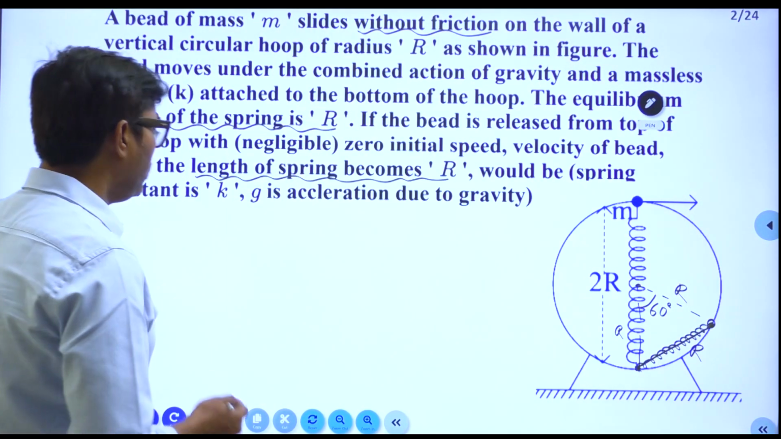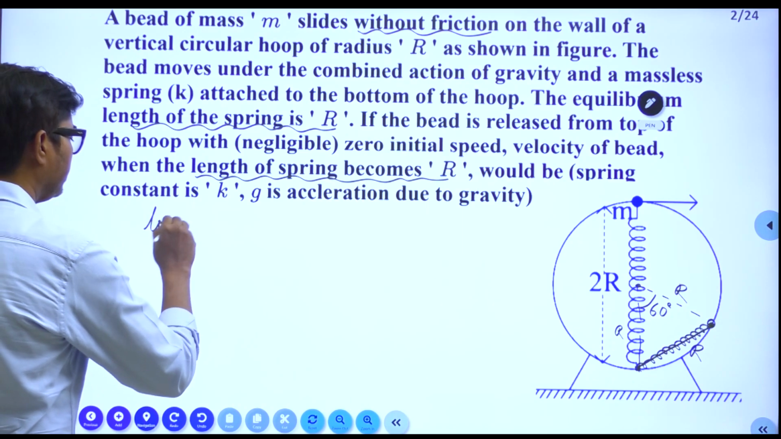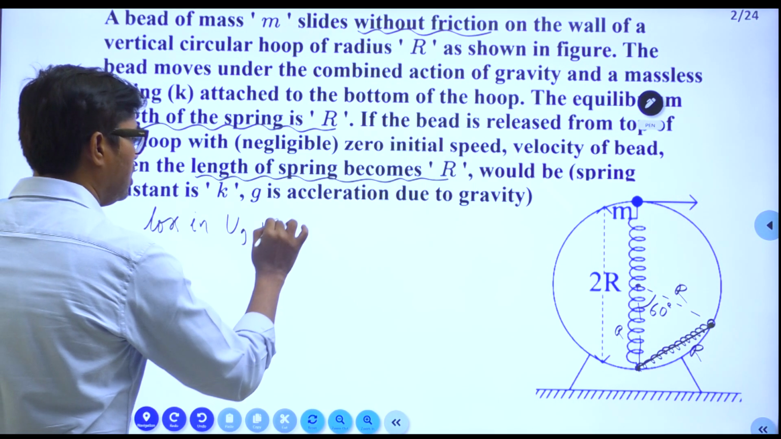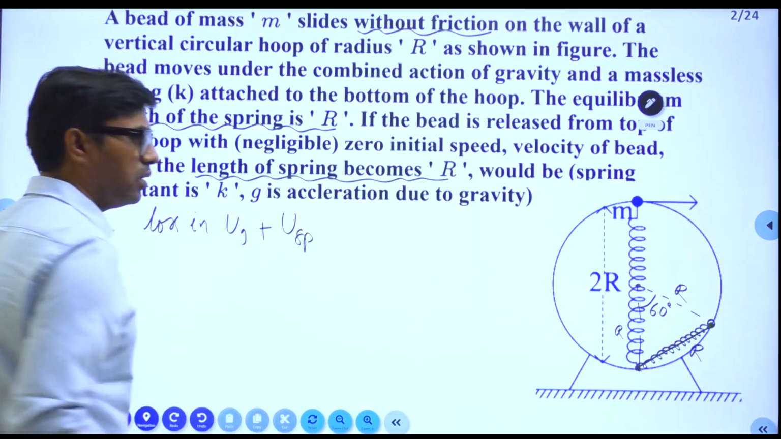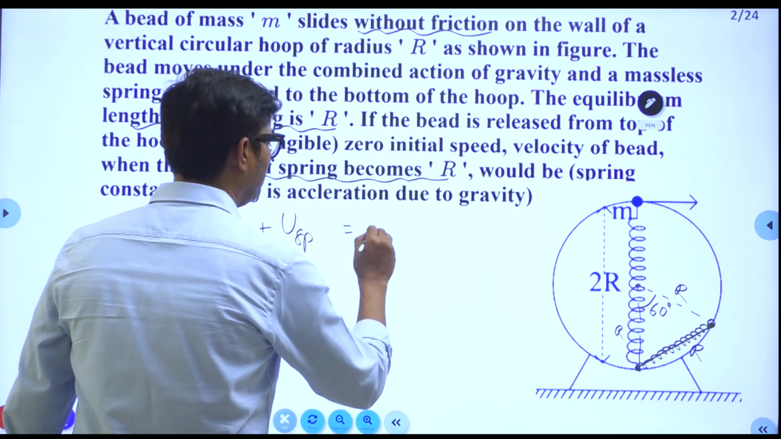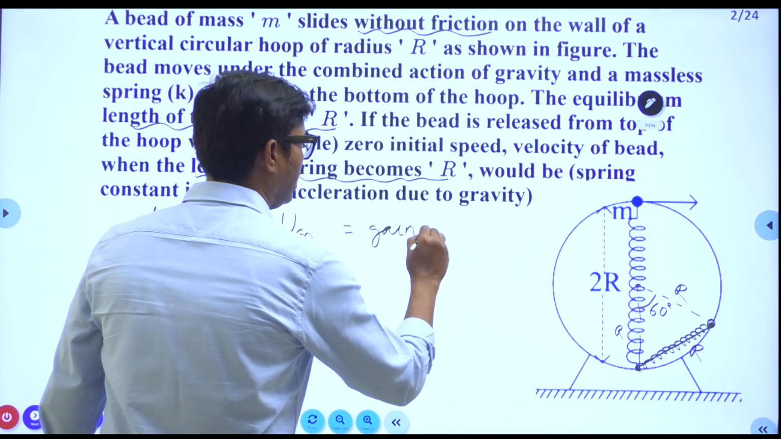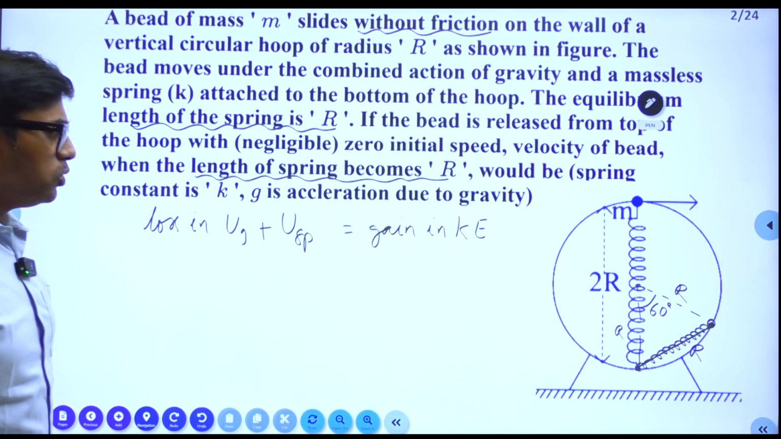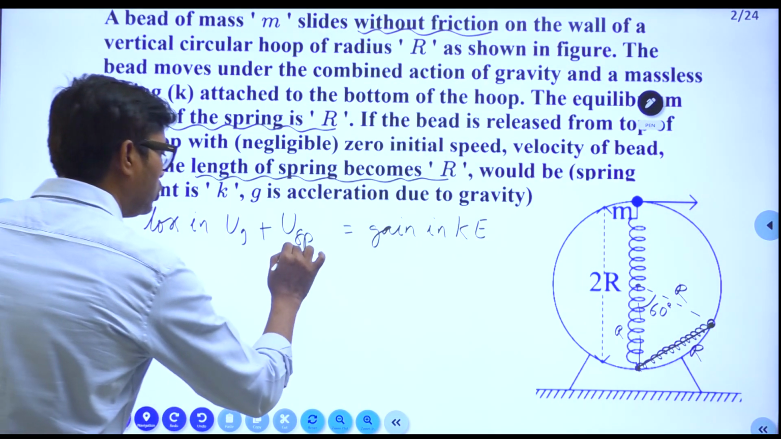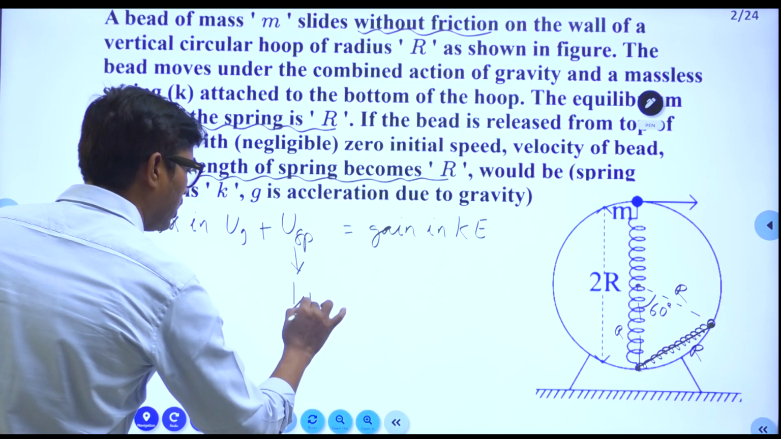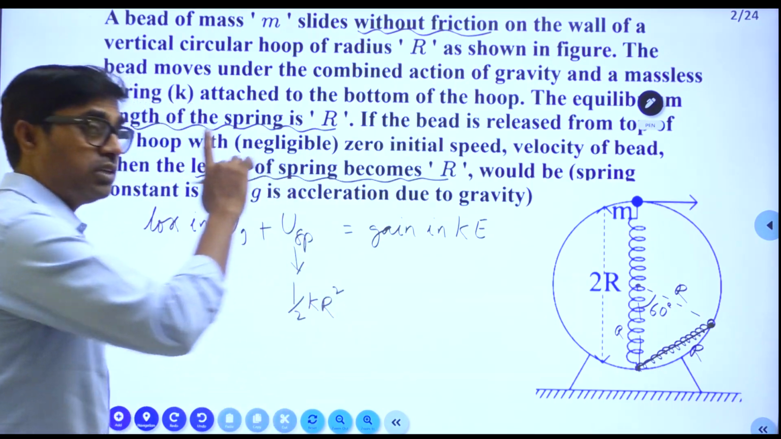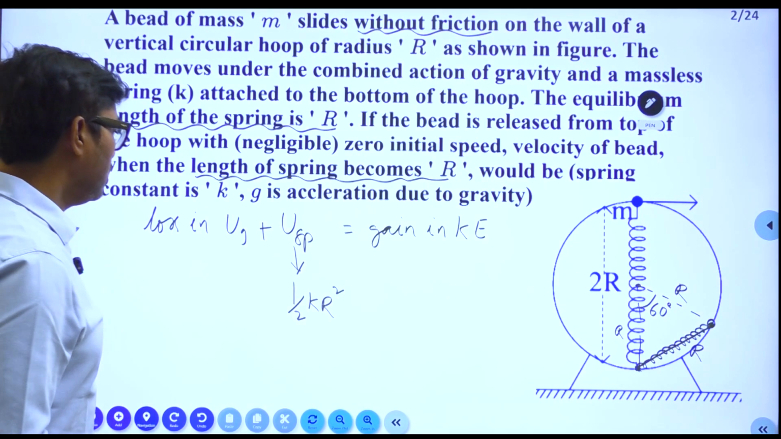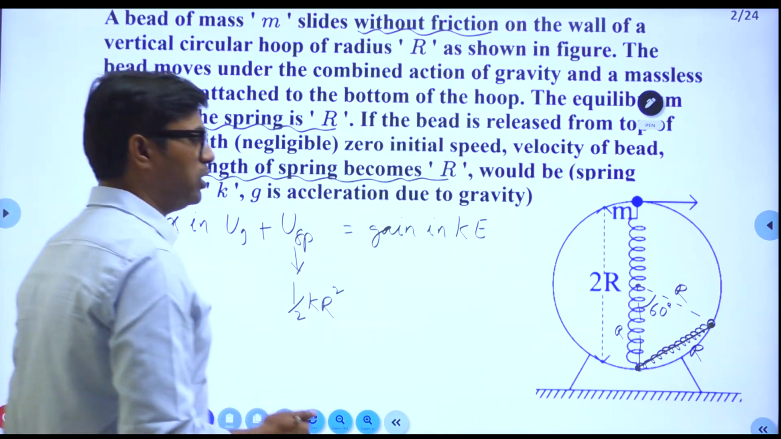As it is coming down, there is a loss in gravitational potential energy and strain energy in the spring. Together it will be converted into gain in kinetic energy. So this is the basic idea here. So you see, what is the loss in spring energy? Half k R square. R was the initial deformation. Finally, deformation is 0 because it has come to natural length. And what is the loss in gravitational potential energy?